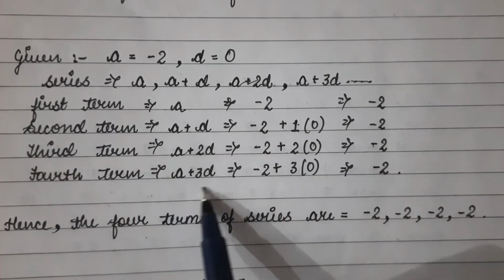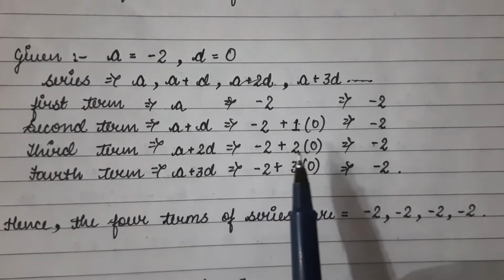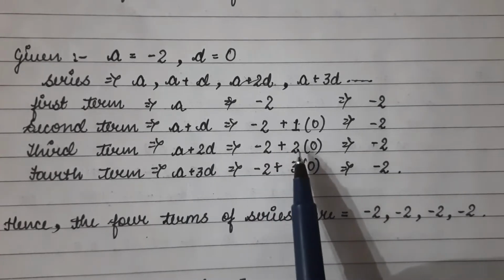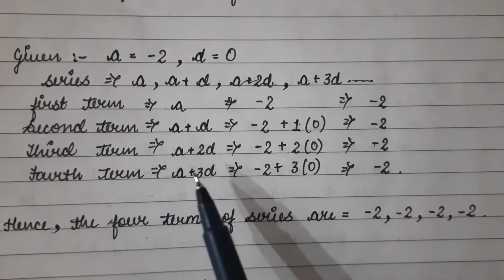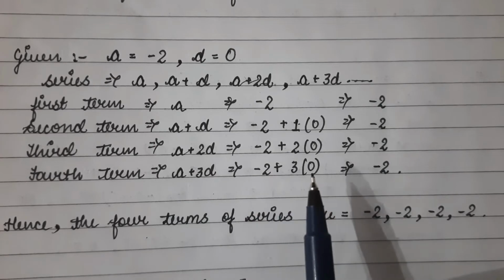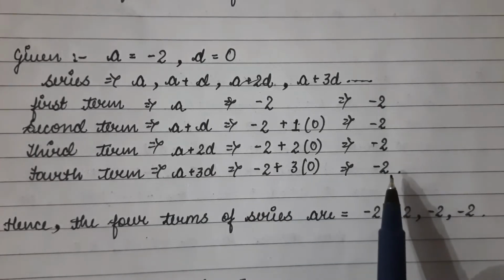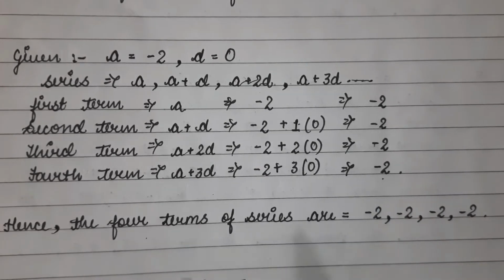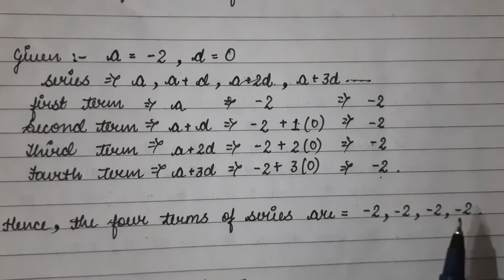Similarly, in the third term we put A plus 2D. The value of A is minus 2 plus 2 into the value of D, which is 0. So 2 into 0 is 0. Again we get minus 2. The fourth term is A plus 3D. The value of A is minus 2 plus 3 into 0. 3 into 0 is always 0. So we again get minus 2. Hence the four terms of the series are minus 2, minus 2, minus 2 and minus 2.